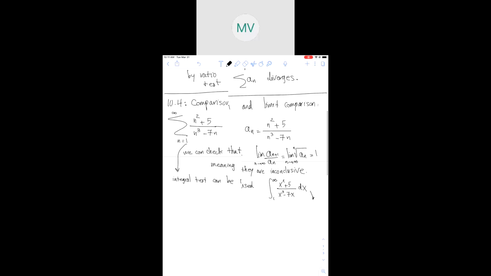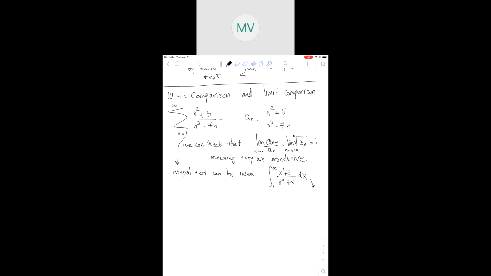But another useful test here would be comparison, okay? And the name says enough. You are comparing the given series with the behavior of some series that you already know. So that's one of the cons basically about this test, that you are required to already know the behavior of a lot of series.